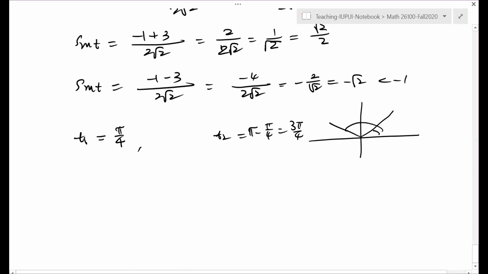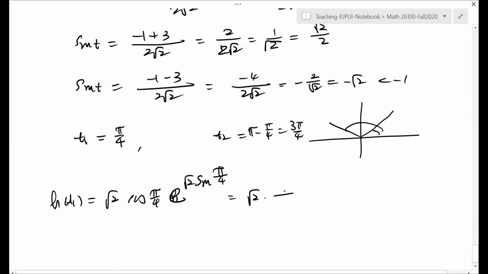So h of t1, so it's a square root 2. I remember it's cosine, right? Cosine pi over 4, e to the square root 2 sine pi over 4. So this is going to be square root 2 over 2, e to the square root 2 times square root 2 over 2. Now, after you simplify it, this just equals e, okay?